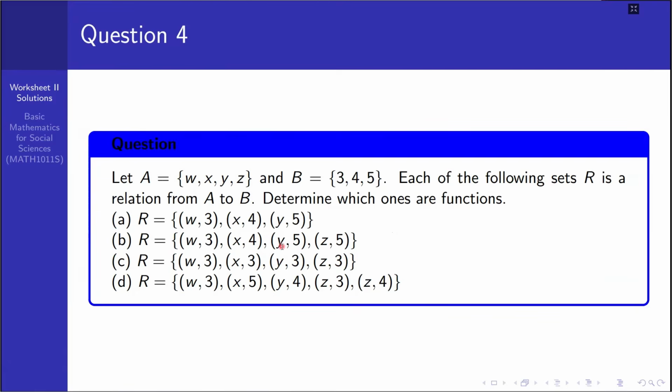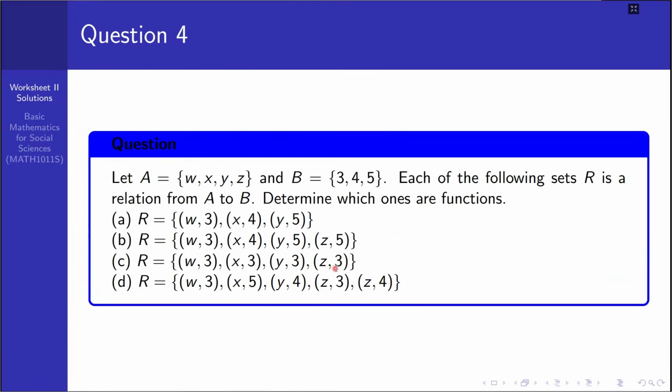Okay, now B is clearly a function. That means the domain is the set containing w, x, y, and z, which is exactly A, so each and every element of the domain is paired with exactly one element within its range. Therefore, B is a function.